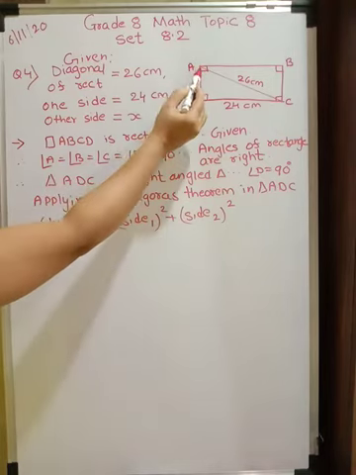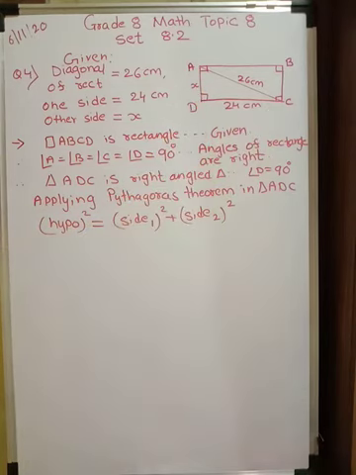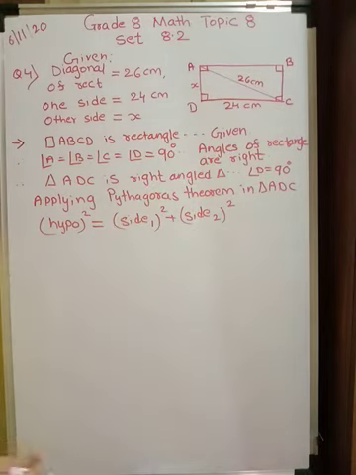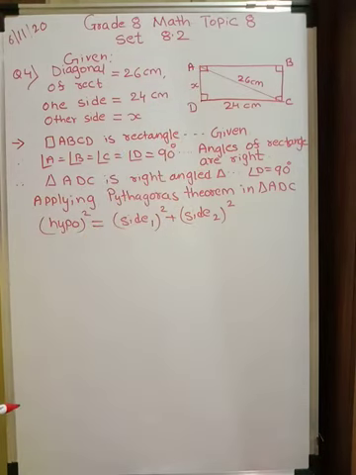Now look at triangle ADC. Can you see this triangle A, D and C? Triangle ADC is a right angle triangle because one angle, which is D, is 90 degrees. So if triangle ADC is right, we can apply Pythagoras theorem, which you have learned in your 7th standard.